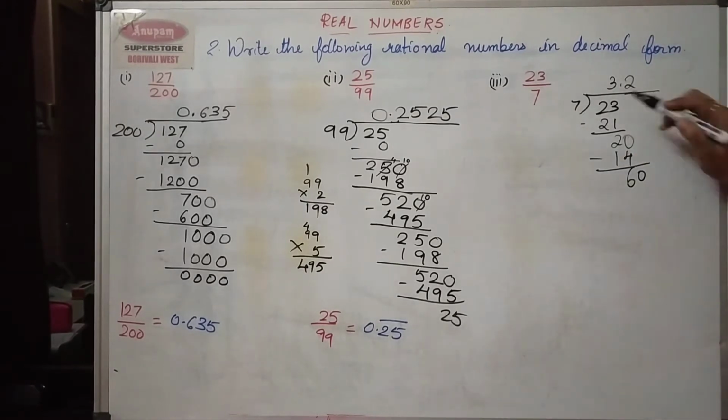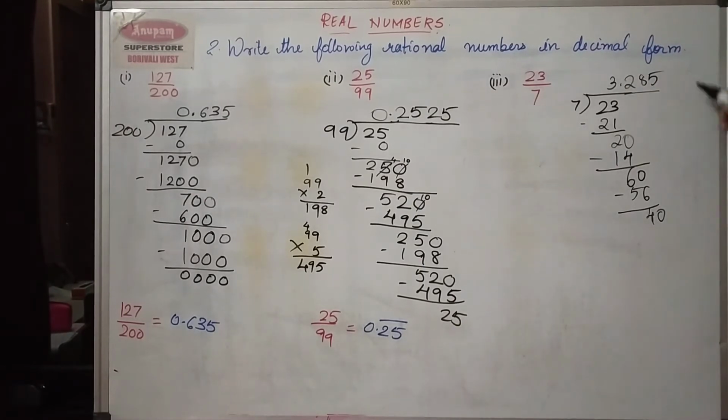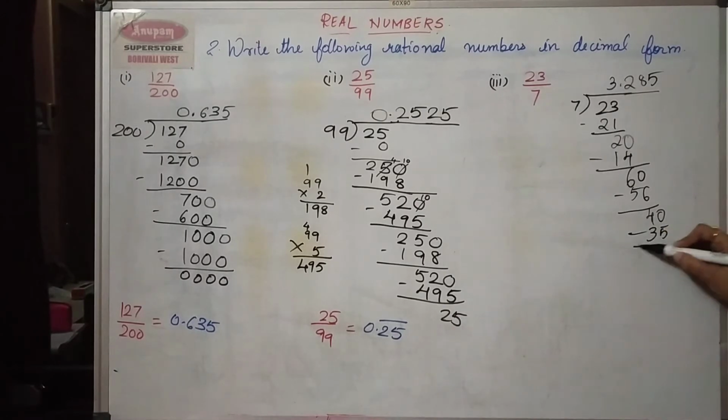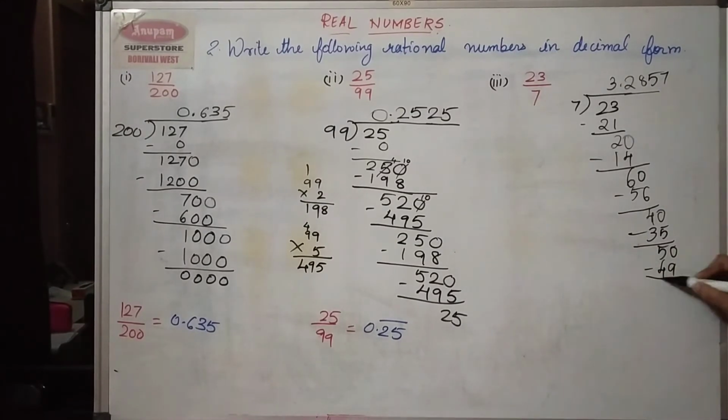Again I will take a 0 here. 7 8s are 56. So this gives me remainder as 4. Now again I will write down 0. 7 5s are 35. The remainder I will get is 5. Again, since I don't have anything, I will take 0. 7 7s are 49. I will take 1, and then I'll write down 0 here. 7 1s are 7. The remainder will be 3.